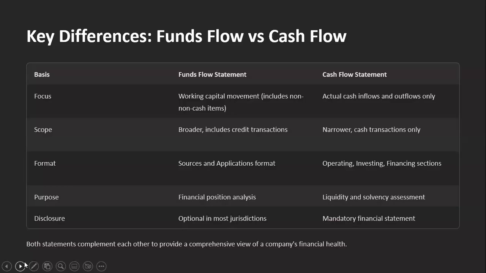Then, the format of fund flow has two sides, source and application, but it can be changed as per the requirement of analysis. Since fund flow is an internal part and is made for internal decision making, there is no fixed format or standard. There are guidelines, but no fixed format. In the case of a cash flow statement, it consists of operating, investment, and financing sections and is divided into two columns, inflow and outflow.